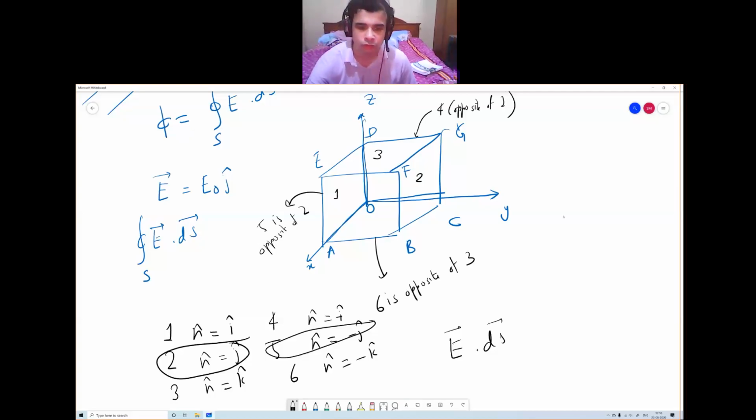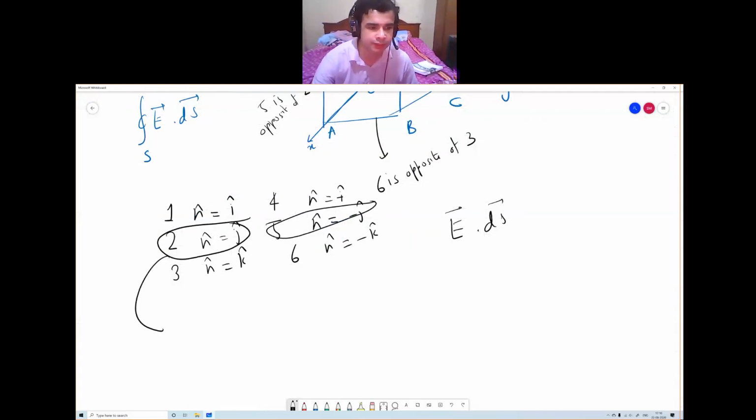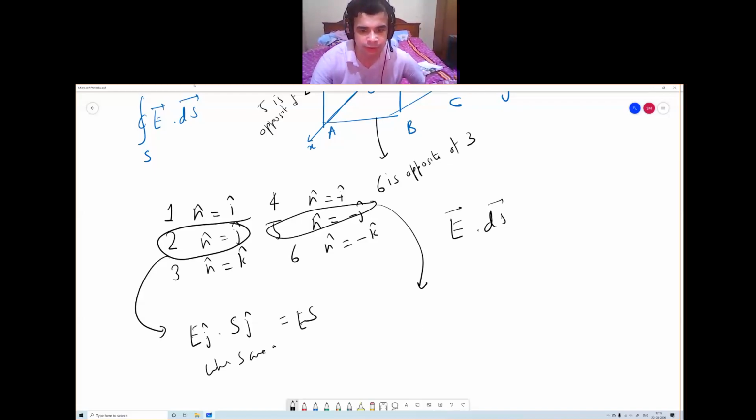Right? So the flux through this surface is E J times S, where S is area, and through this one is E J dot S of minus J. So minus S. If we add all of them, it will become 0. So if there is no charge inside the surface, the flux through it is always 0. The surface may not be a cube, it may not be a square, it could be any irregular shaped surface, but this always holds. Is it okay?